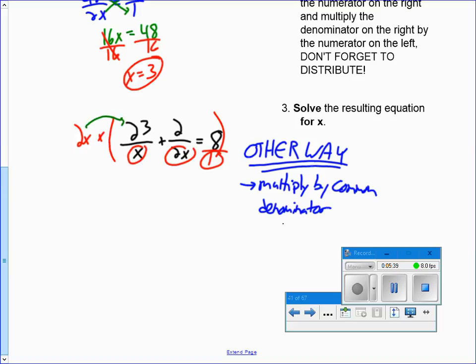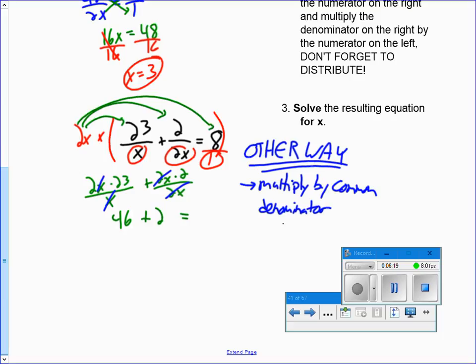So I do this first multiplication. I have 2x times 23 over x. We can simplify since x and x are going to cancel out. It's just going to be 2 times 23, 46. Next I'll do 2x times 2 over 2x. Same idea here. Here I can cancel out the entire 2x, just left with 2. And then my last term, I take 2x, multiply by 8, and I have 16x.